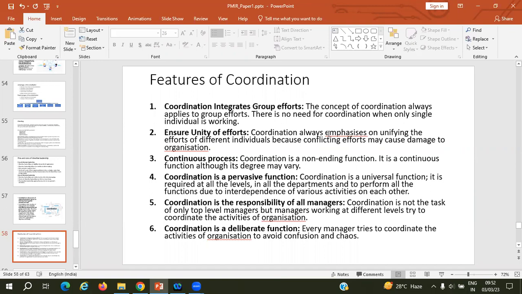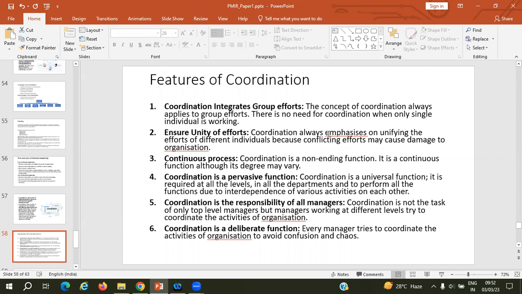Coordination is not the task of only the top level manager. Sometimes we think that only those who are sitting at the top, the big leaders, can do all these things. But that is not correct. It is the responsibility of everyone in the organization.